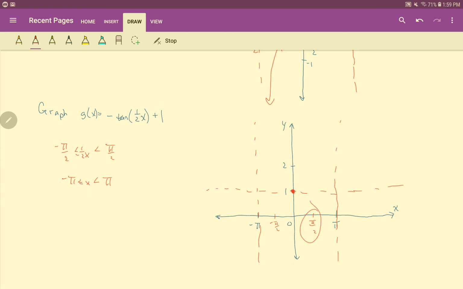Now let's plug in pi over 2. Pi over 2 times 1/2 is pi over 4. Tangent of pi over 4 is 1. Negative 1 plus 1 is 0. So you get a point right there.